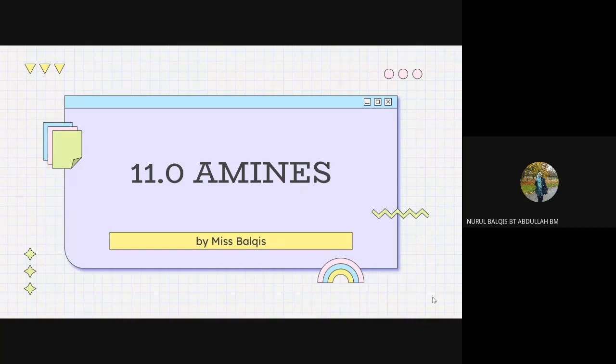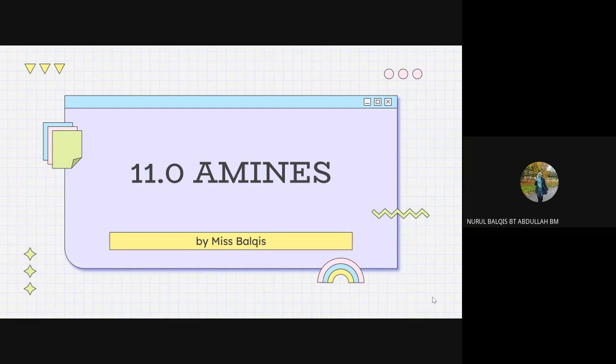Okay, under this 11.0 amines, we have 5 subtopics altogether. The 11.1 is just the introductions to know what is this amine. And then 11.2 nomenclature, 11.3 is physical properties, 11.4 is the preparations of amine, and last one is chemical properties.